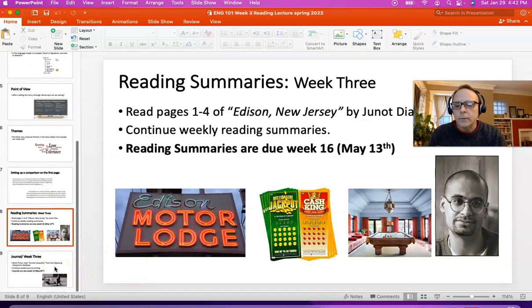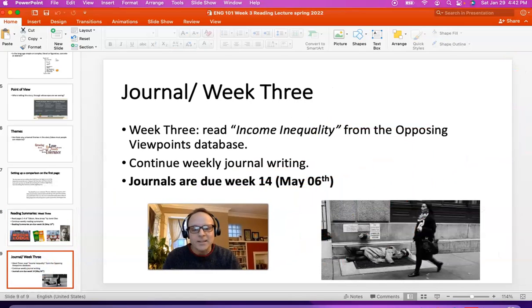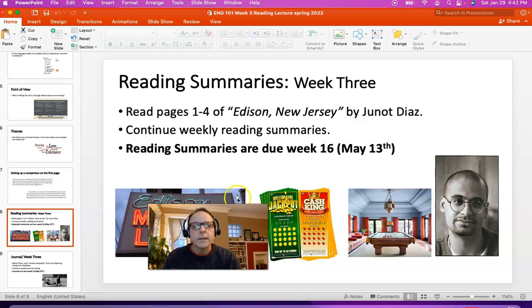I have one more slide for you, or two. So the journal for week 3 is a reading called Income Inequality, which I borrowed from the Opposing Viewpoints database, which we have access to through Morton College's library. Again, journals are also not due until May 6th, almost the last week of the semester, week 14, right at the end. And this one is a fairly short article, and I think it ties in pretty well to our reading, Edison, New Jersey.